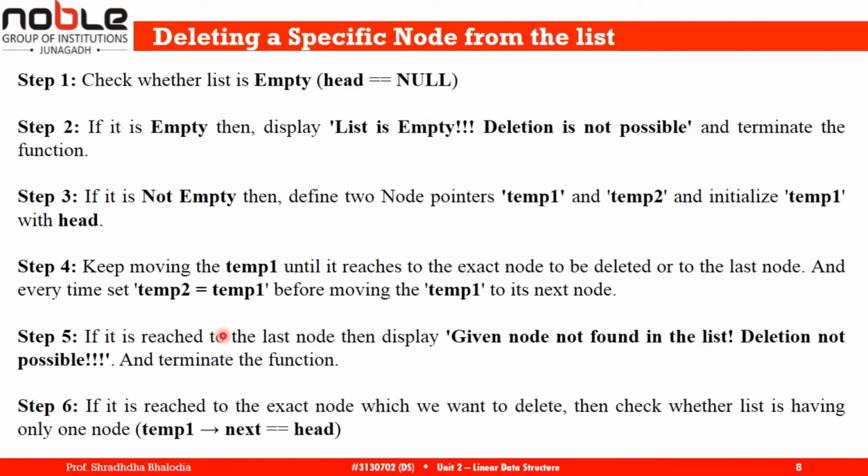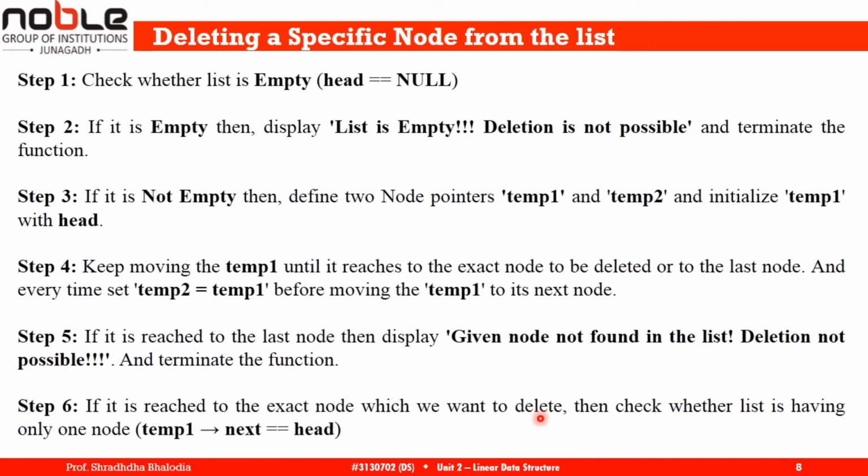It means if the specific node is not in the list, then deletion is not possible. So that's why we are checking for the exact node to be deleted or the last node. So if it reaches the last node, then display that the given node is not found in the list, deletion is not possible. And if it reaches the exact node which we want to delete, then check whether the list has only one element.